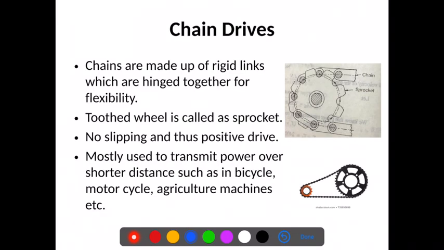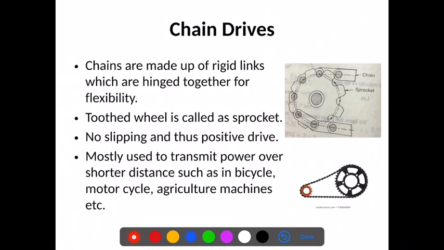So next we are going to see the chain drives. In the rope drives or in the belt drives, what we have seen is that there are some chances of slipping, and that's why 100% velocity ratio cannot be obtained. In order to avoid the slipping, steel chains are generally used.